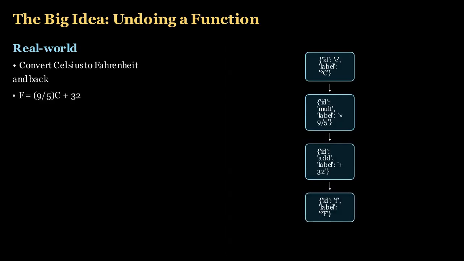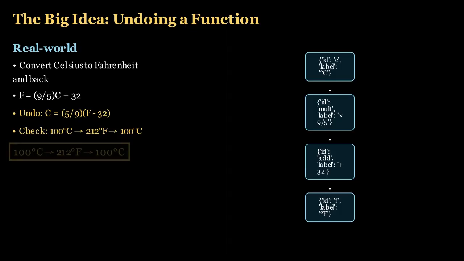The original function first multiplied by 9/5. So, the inverse must then divide by 9/5, which is the same as multiplying by its reciprocal, 5/9. Our new rule is, subtract 32, then multiply by 5/9. Let's test it.